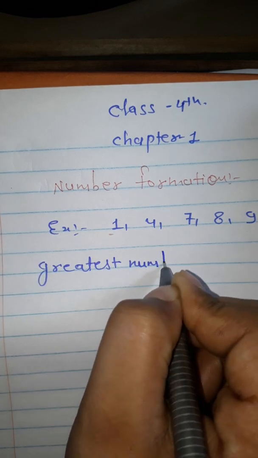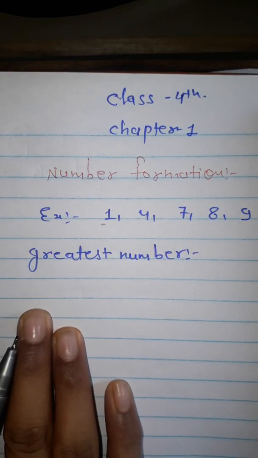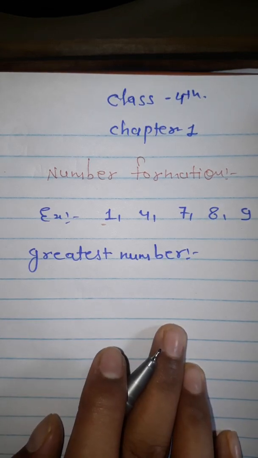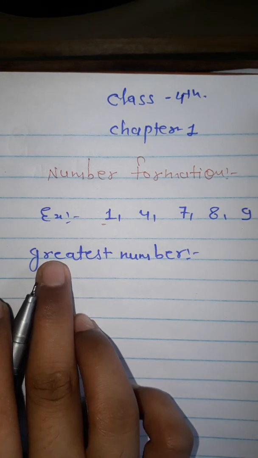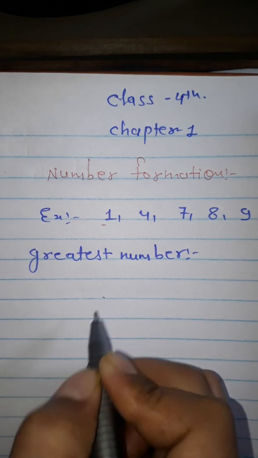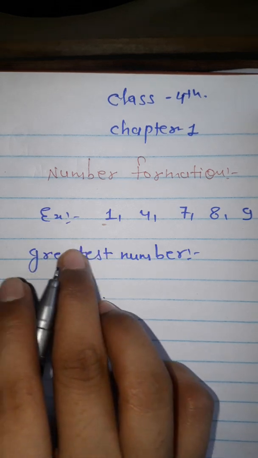using these 5 digits. Okay, to form the greatest number using any given digits, write the digits in descending order from the extreme left. From the extreme left, that means we start from the left-hand side, and we write these 5 digits in descending order.